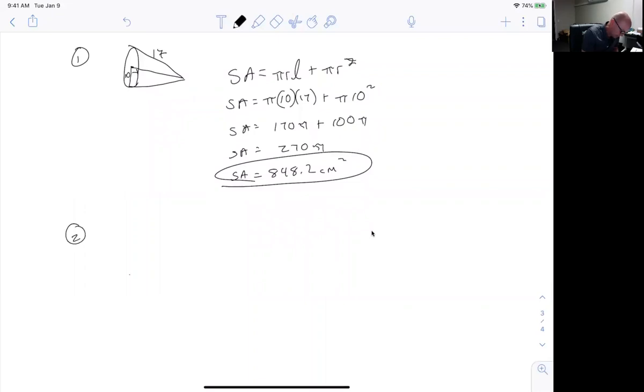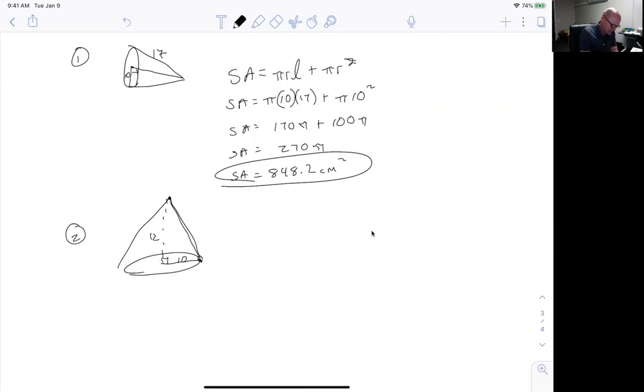Okay, this time they drew the cone right side up, so we will too. We've got an altitude of 12 and a radius of 10 again. Thank you for making this easy. Who said that this should be hard? Okay, now I need to find the slant height. How am I going to do that?